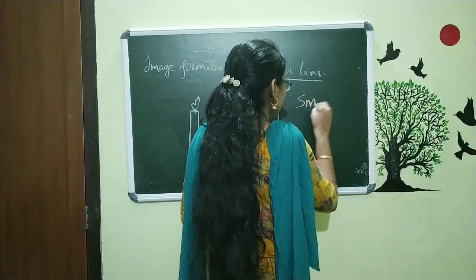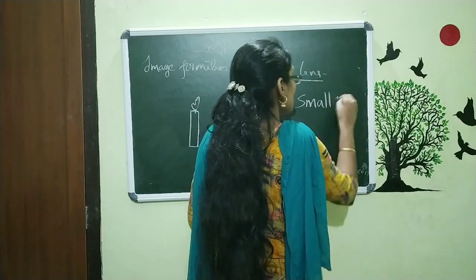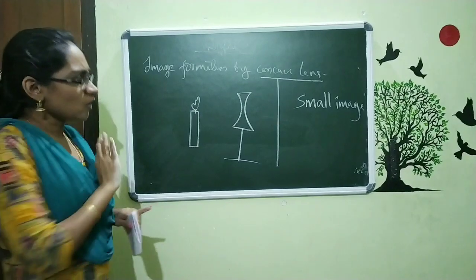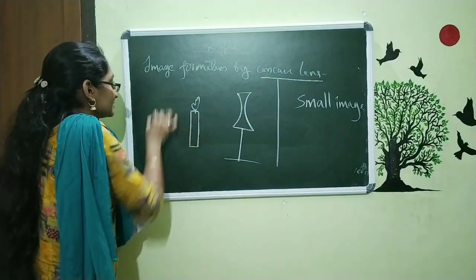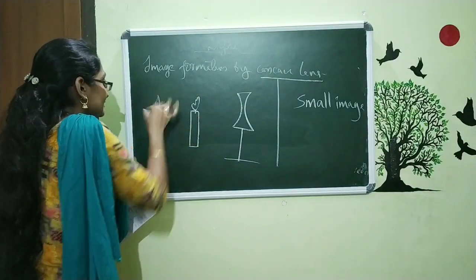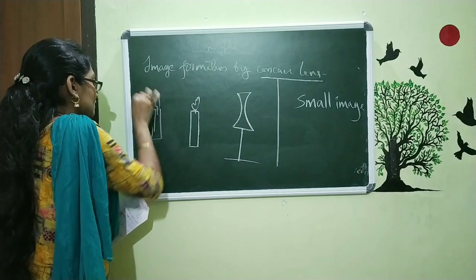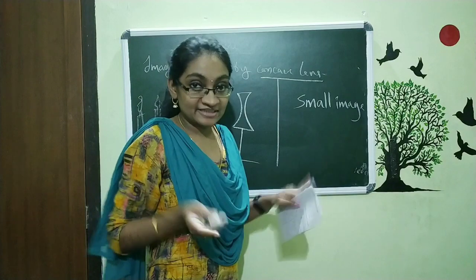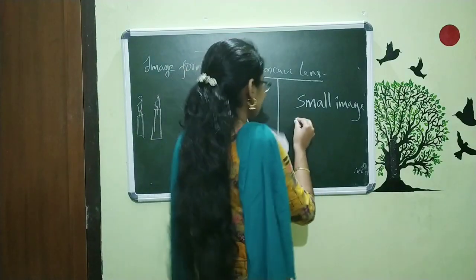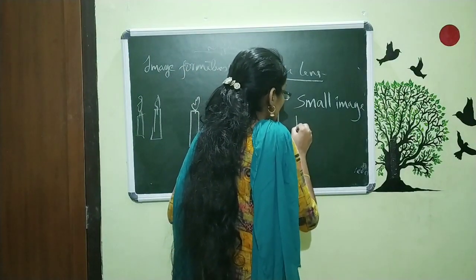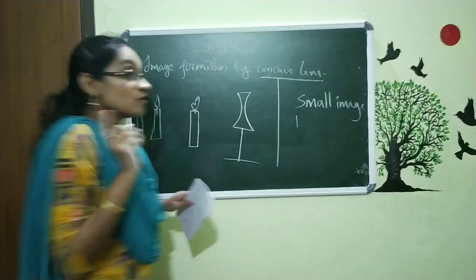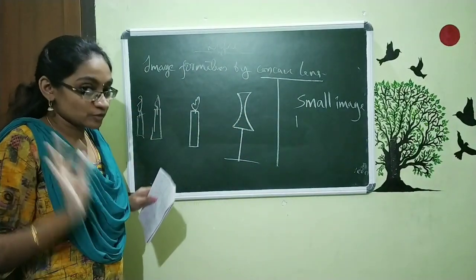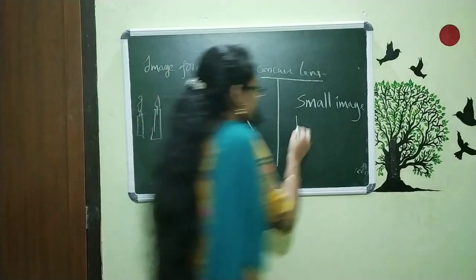The size of image is small. The image is very small for all the positions. When we are placing the candle here, and here, for all the positions you will get a small image. And the next is, is it real or virtual? For this concave lens, no real image occurs, only a virtual image occurs.